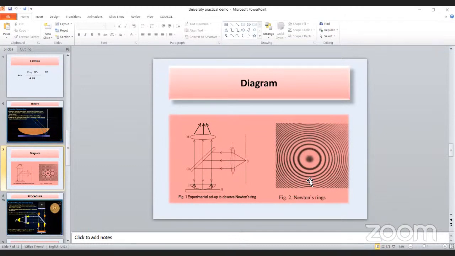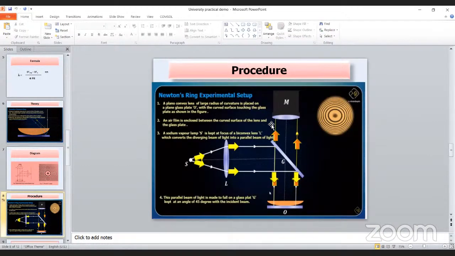Next is our procedure. This is the experimental setup of the Newton's ring experiment. This is the plano-convex lens, and this is the plain glass plate. A plano-convex lens of large radius of curvature is placed with its convex surface in contact with the plain glass plate. Then an air film is formed between the lower surface of the plano-convex lens and the upper surface of the glass plate. The thickness of the air film is 0 at the point of contact O, and gradually increases outwards.